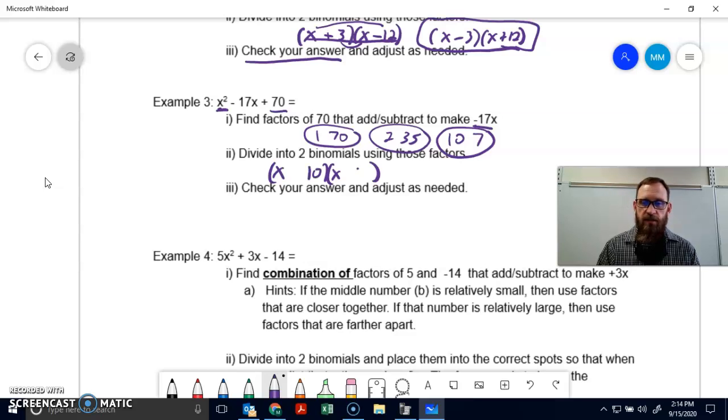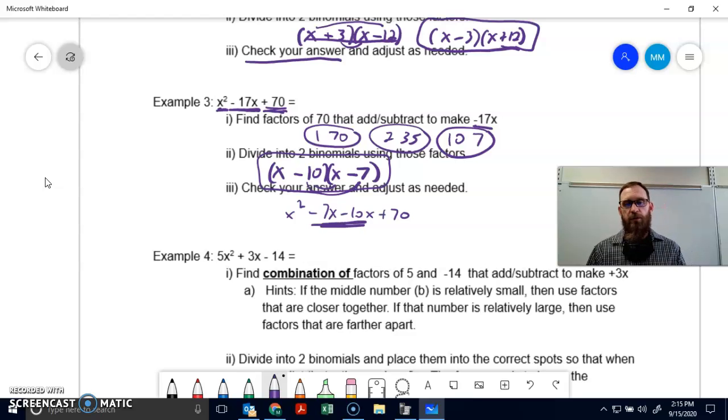So I need to use 10 and 7, but notice I need a negative 17 in the middle. So I can't make either of those plus. A negative 10 and a negative 7 will add up to negative 17. Plus, we also know when multiplying a negative times a negative, that would make positive 70, which is what I have in my problem. So as we check this out, we know that this will also work. X squared outside would give me 7x, the inside would give me minus 10x, and then the last terms would give me plus 70, and there's your negative 17 in the middle. So we know that this is, in fact, the answer.